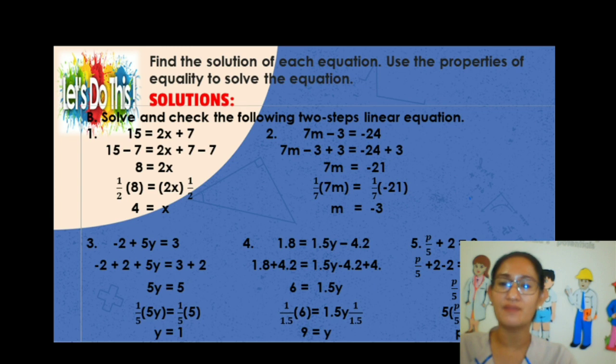Number 5, p over 5 plus 2 equals 2. We subtract 2 from both sides. Then simplify, p over 5 equals 0. Multiply both sides by 5 to get the value of p, which is 0. Did you get the correct answers? Very good.